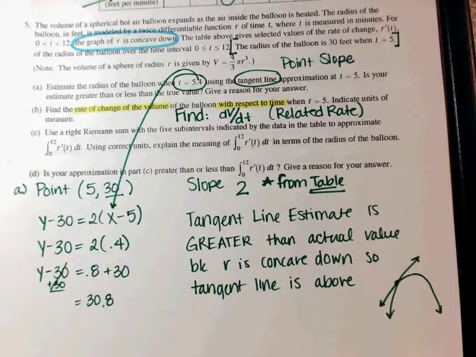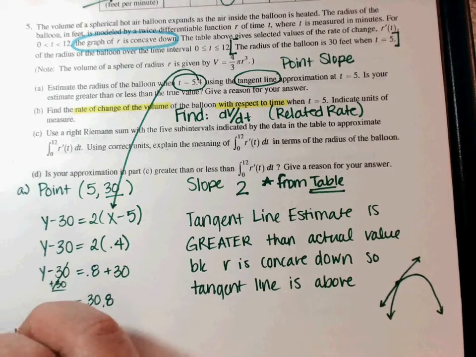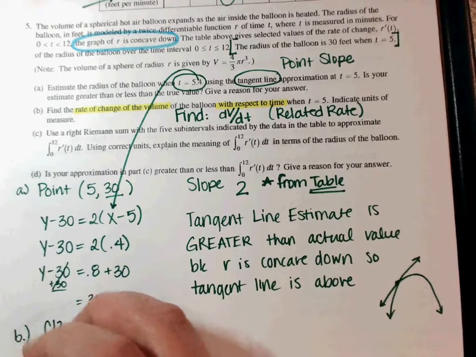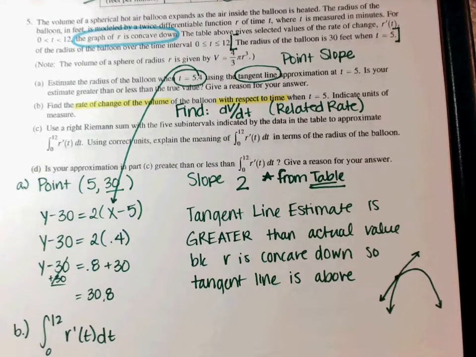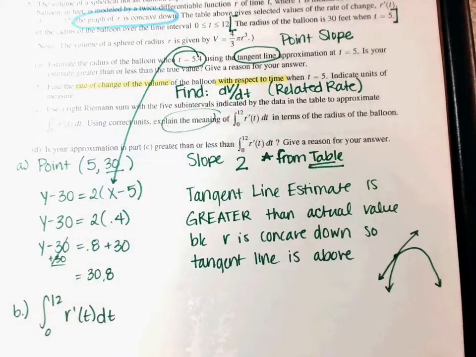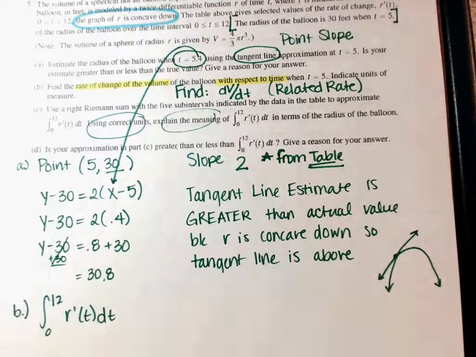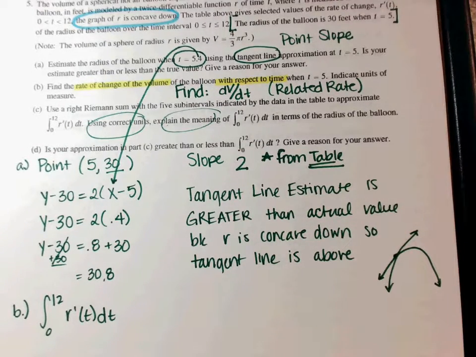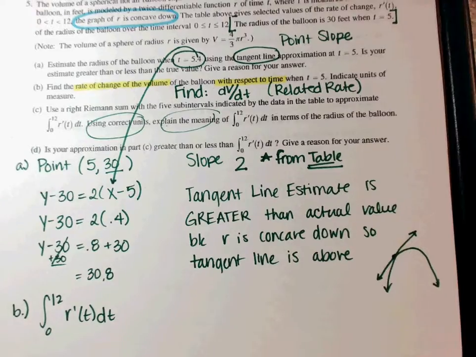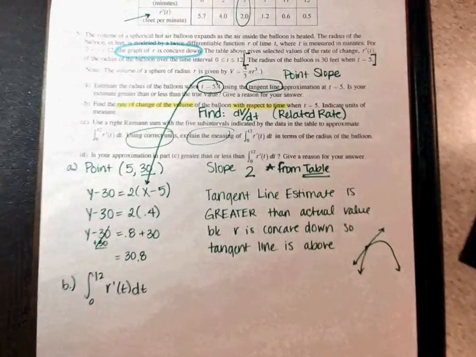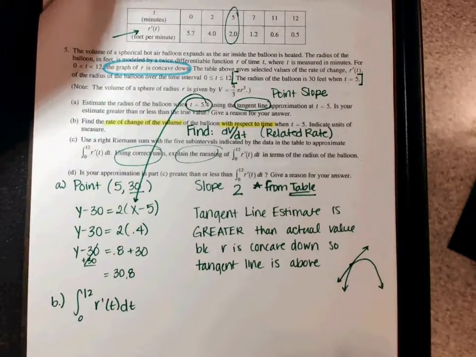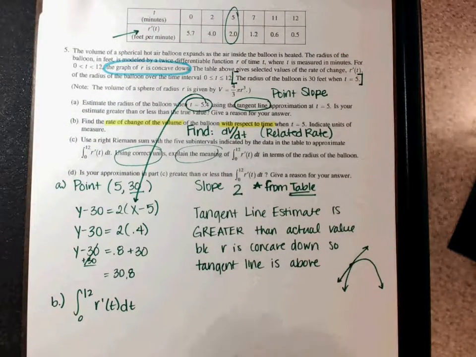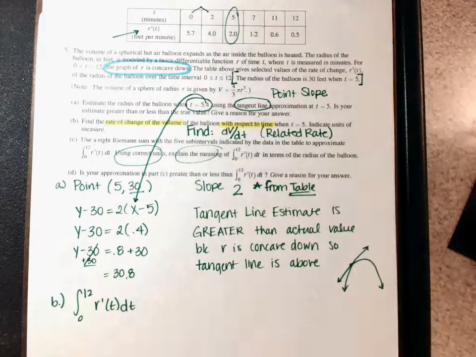We're doing a right Riemann sum to estimate the integral from 0 to 12 of R prime of t dt. Then after we do the right Riemann sum, we're going to explain the meaning, and we're going to use correct units. There are several of these on your test. So let's do the right Riemann sum first. I'm going to zoom out a little bit here. Are my delta x's the same or changing in the table? Changing. So from 0 to 2, how wide is it?